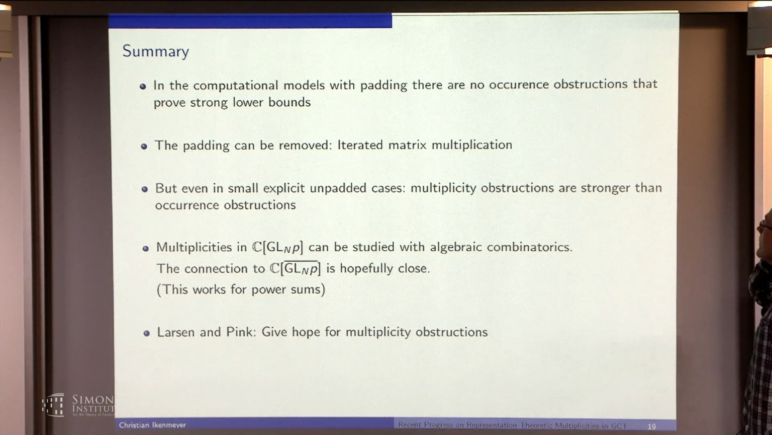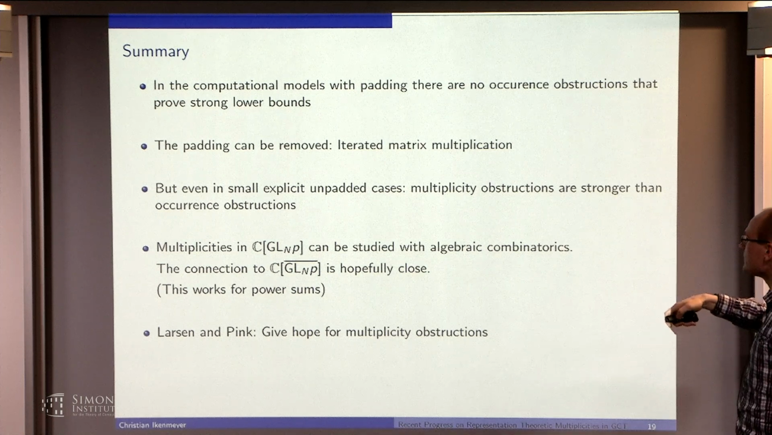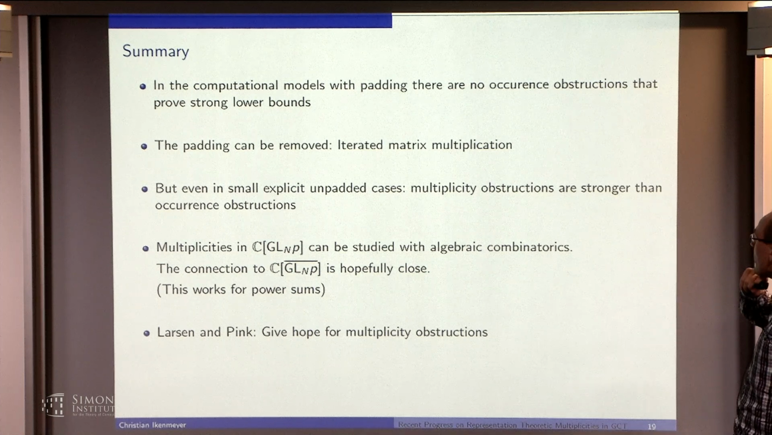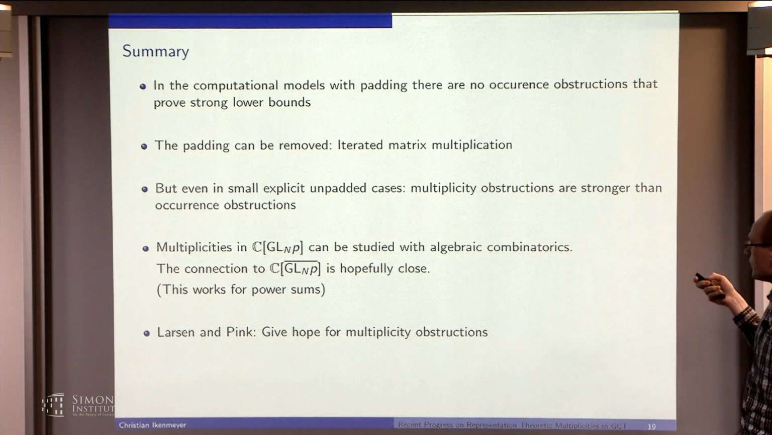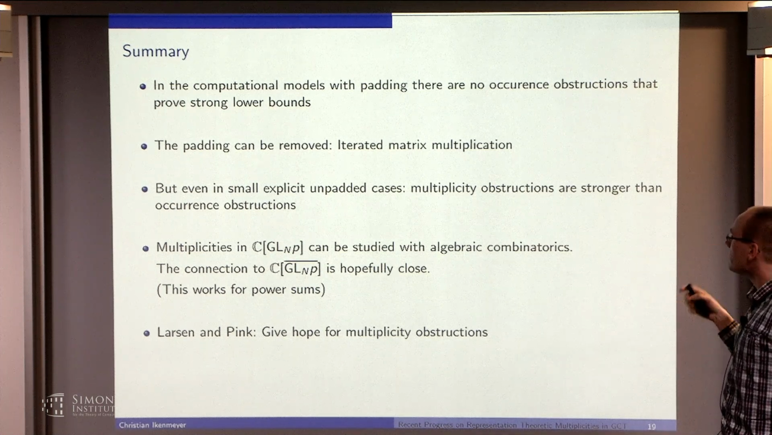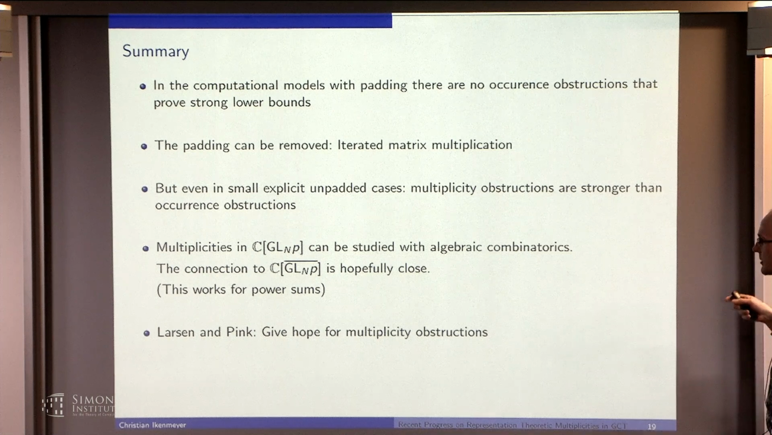In the computational models that have padding, we don't have occurrence obstructions that prove strong lower bounds. The padding can be removed. But even if you remove the padding, even in very small explicit unpadded cases, you have situations where multiplicity obstructions can be proved to be strictly stronger than occurrence obstructions, where you can separate with one and not the other. So one should probably go to multiplicity obstructions.